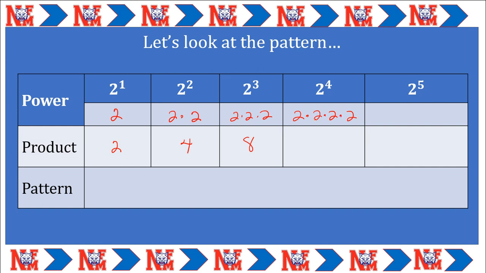2 times 2 is 4. 4 times 2 is 8. 8 times 2 is 16. So we take that previous product and multiply it by the base of 2. Now we have 5 2's being multiplied. So don't look at this as 10. This is not 10. When we have exponents, our numbers increase exponentially. So we have 16 times 2 is 32. So the pattern is that every product is being multiplied by that base of 2 to increase.